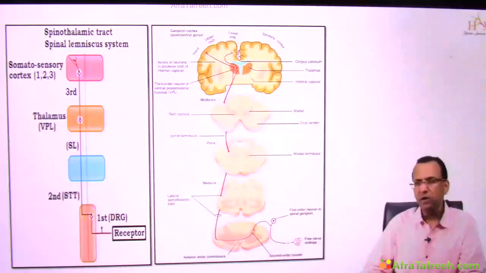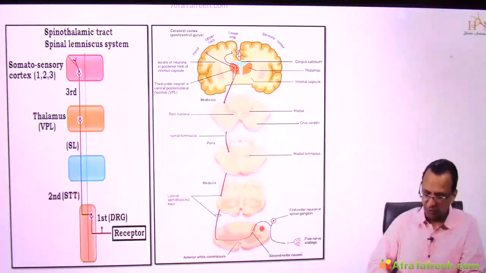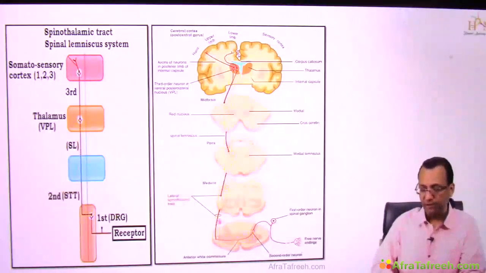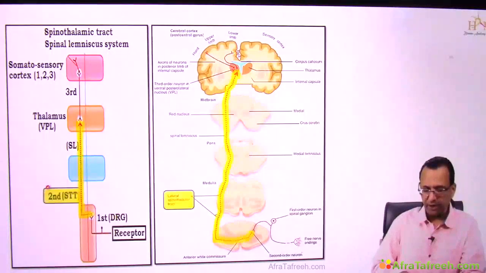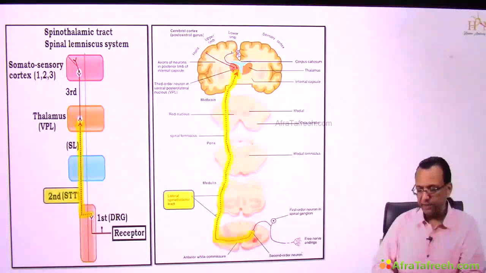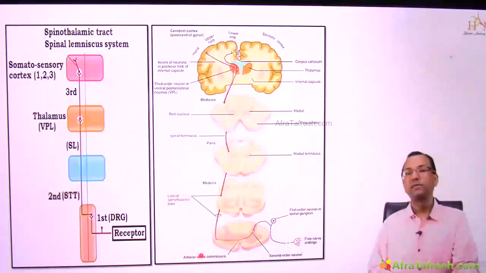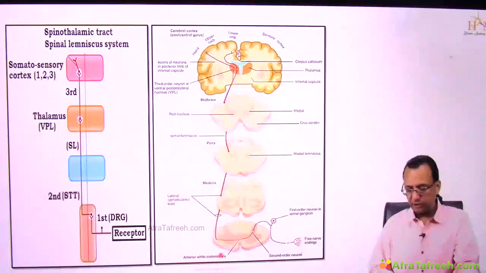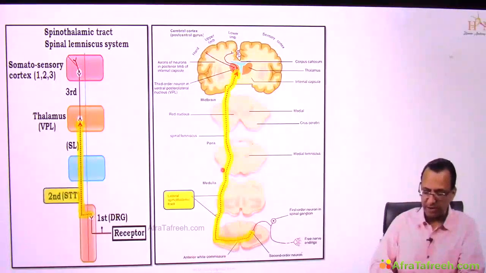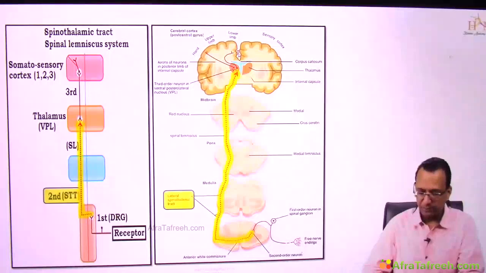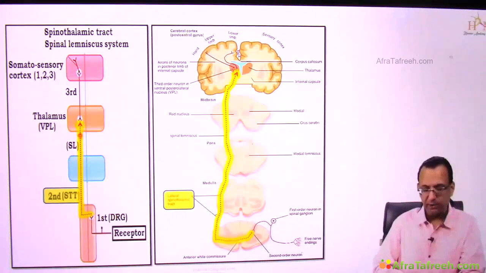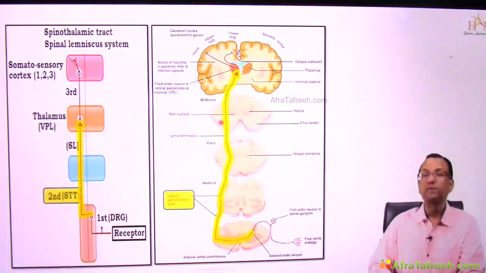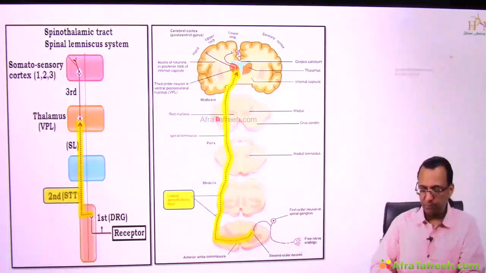It is the second order neuron which will send fibers that cross the midline of the body in the spinal cord and start running as the spinothalamic tract. So the spinothalamic tract is the second order neuron. Crossing the midline where? In the anterior white commissure. Then it runs as the lateral spinothalamic tract. When it passes through the brainstem, it is called the spinal lemniscus.